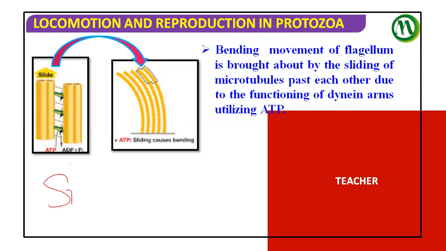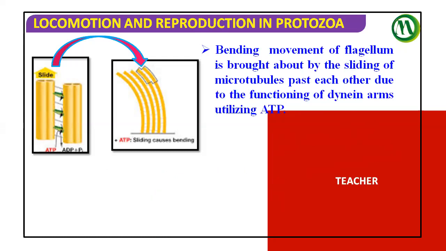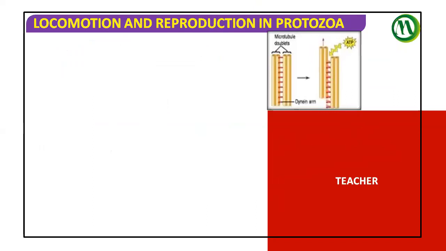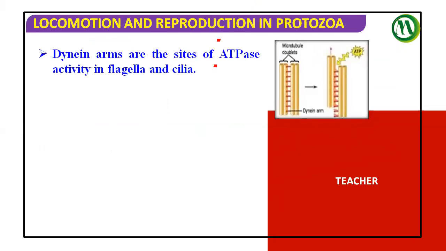The sites of ATPase enzyme activity. What is that? Dynein. So what is happening there? The dynein are going to pull the neighboring microtubular doublet. If all of them pull in the single circle, in the total circle, what happens? That leads to the bending. You can see in this diagram also. So dynein are the sites of ATPase activity in flagella and cilia.